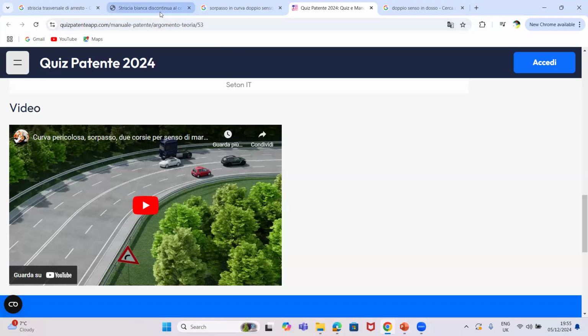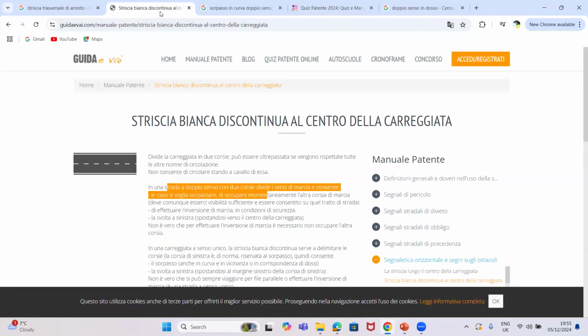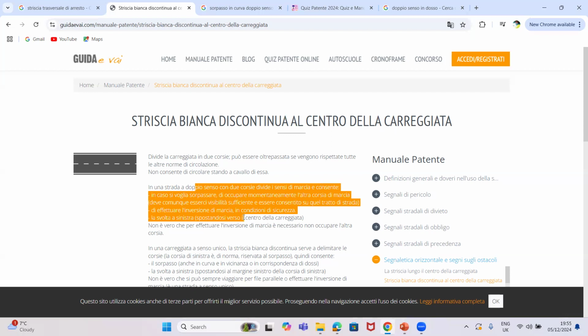Now, we're going to see many of these examples. Watch. Still on the issue of this discontinuous line explaining doppio senso, they said, what does it do? In una strada a doppio senso con due corsie, it divides the sense of movement. And what does it permit? Di effettuare inversione di marcia in condizioni di sicurezza. They said that in this particular situation, you can do inversione di marcia.